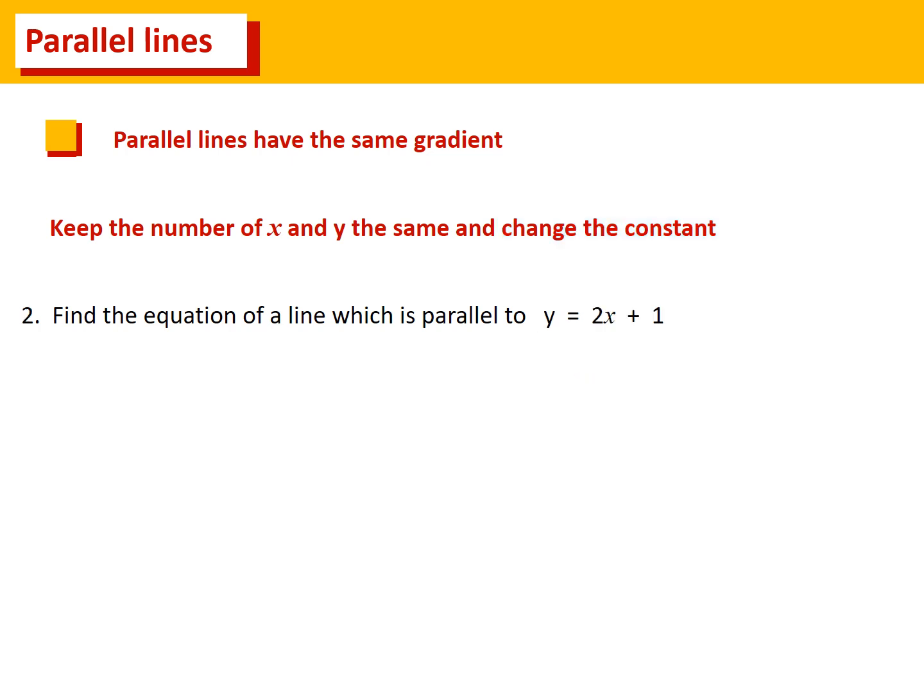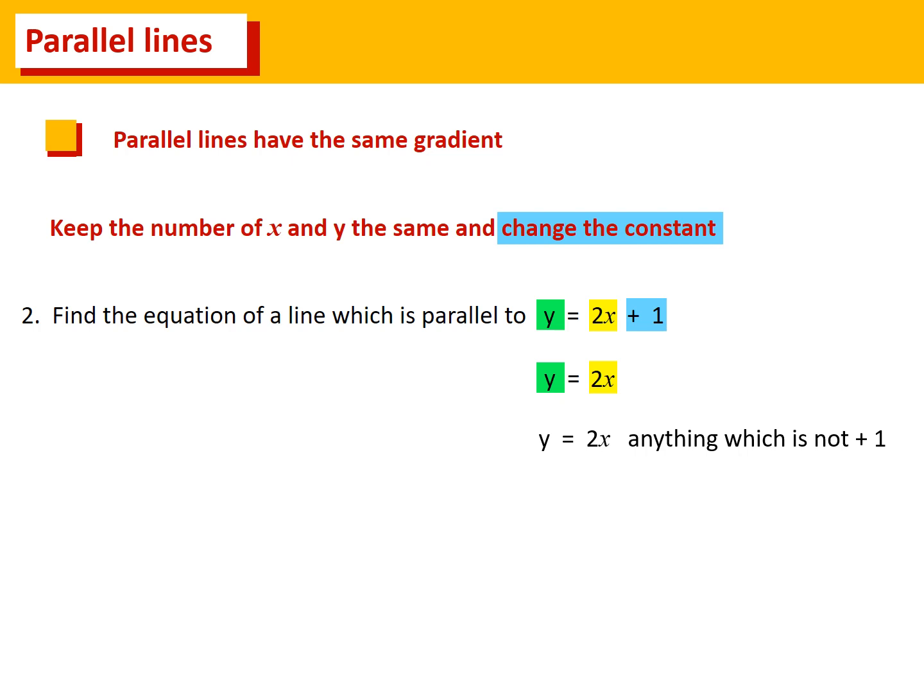Here's the second equation. Those are the y's, those are the x's, keep them the same. And now anything which isn't plus 1, anything at all, y equals 2x, y equals 2x plus 10, anything other than plus 1, and you've got yourself a parallel line.